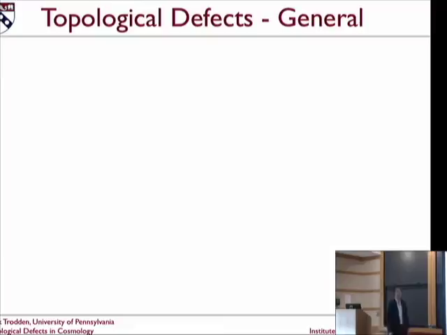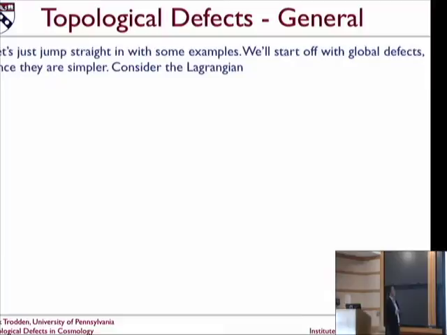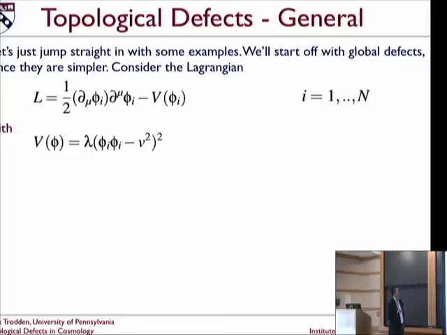Okay, so let's move on to what I mean by topological defects. I talked about the perturbative behavior of gauge theories. Let's just jump in with some examples of what these defects are and see how they differ from the normal perturbative structure of gauge theories. To start with, I'm just going to discuss what I call global defects. Let's write down a simple Lagrangian of the type I wrote down on the last slide. This is n scalar fields coupled together with a symmetry breaking potential.